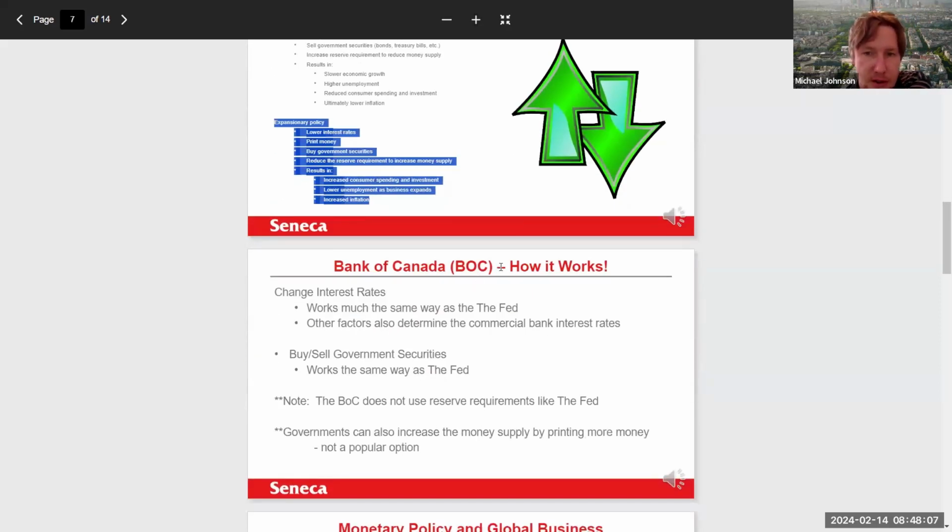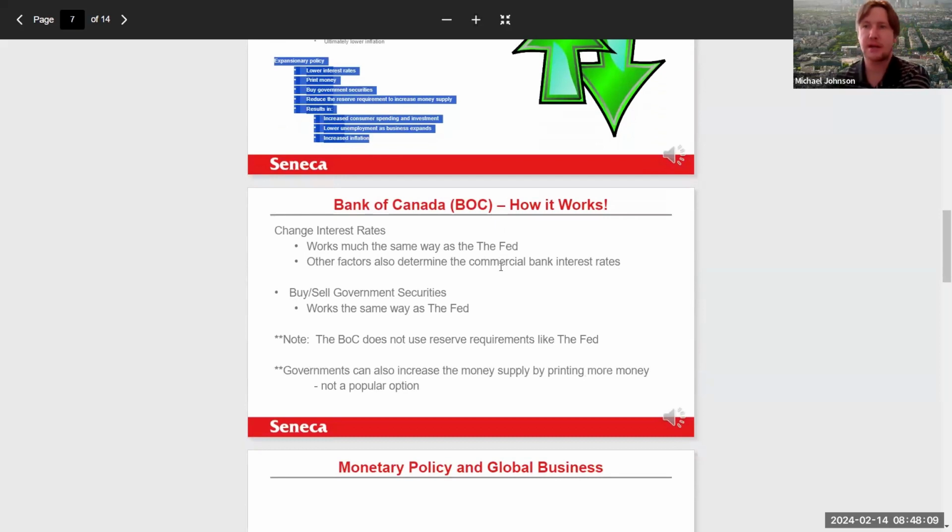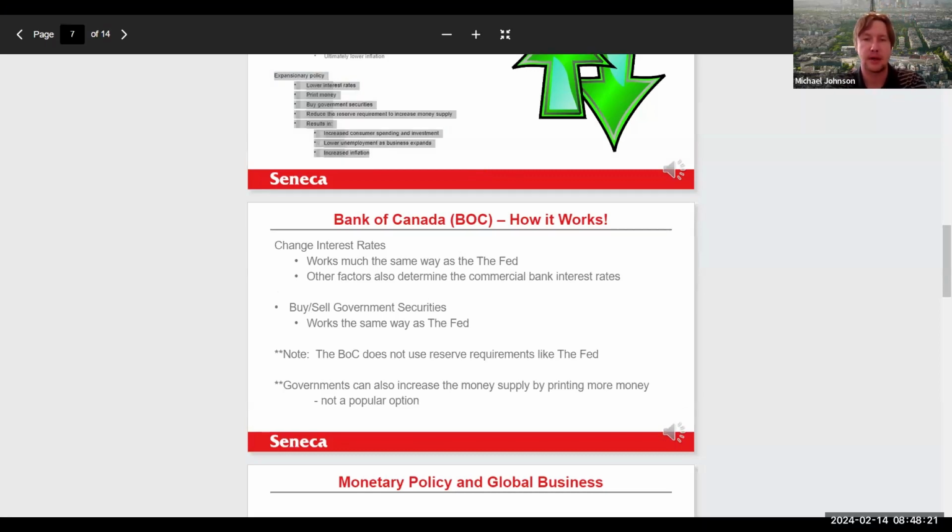So the Bank of Canada, how does it work? They change interest rates, which works much the same way as the Fed. Other factors also determine the commercial bank interest rates. Buying and selling government securities works the same way as the Fed. Buying government securities increases the money supply. Selling government securities reduces the money supply.